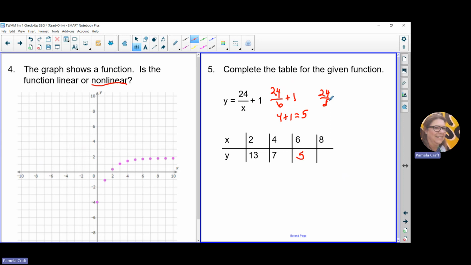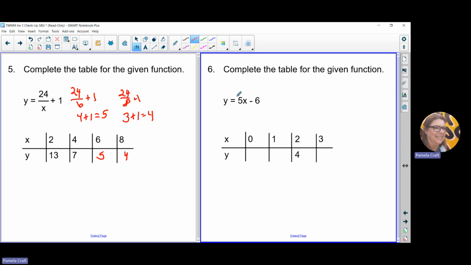Oops, that's not a grade 8. Plus 1. And 24 divided by 8 is 3. And 3 plus 1 is 4. 4 goes in that box. Again, if you didn't get those right, get that math on your paper. That's part of your notes.